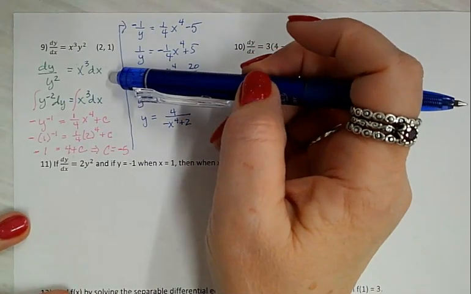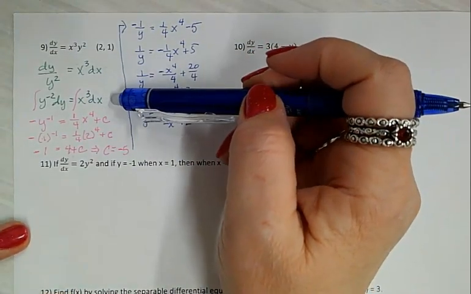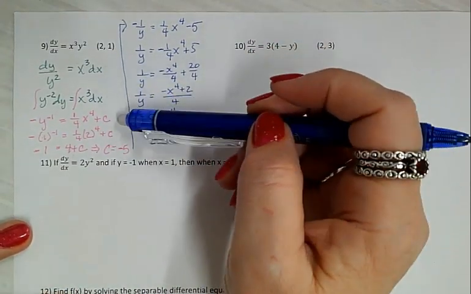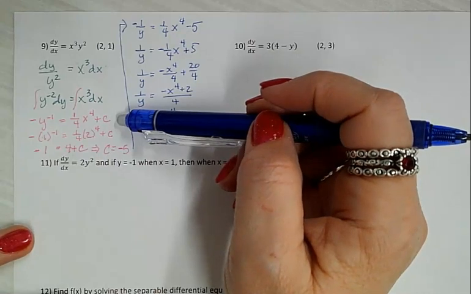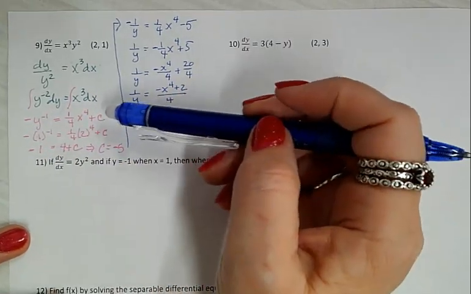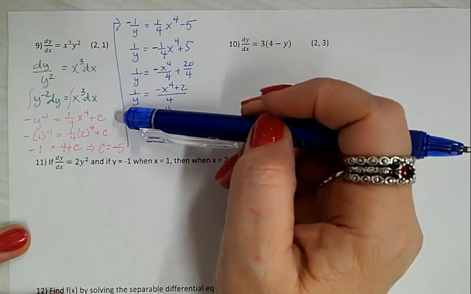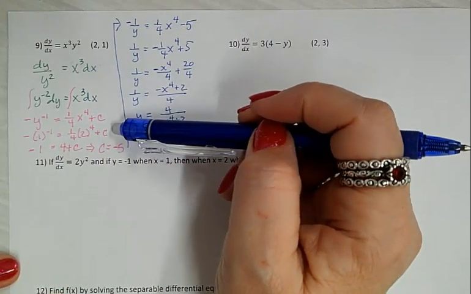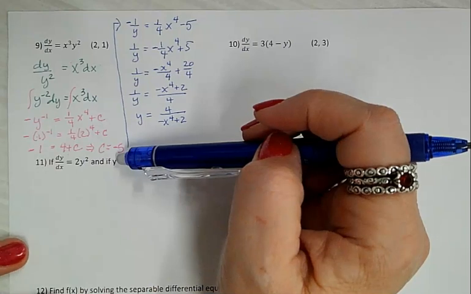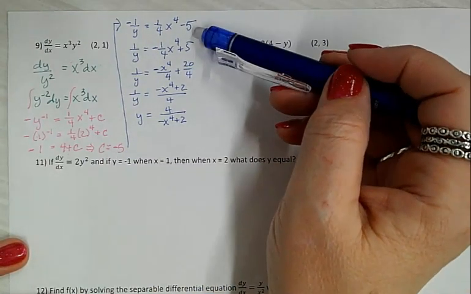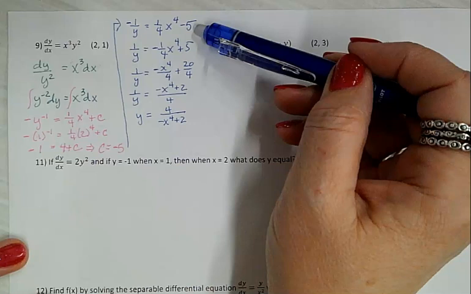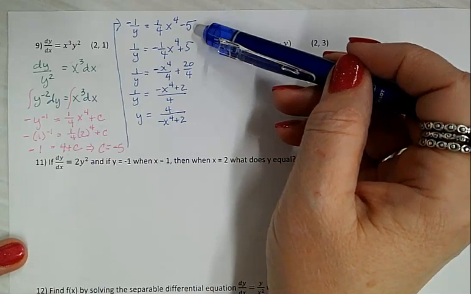Okay, so we separate our variables, we integrate both sides, we don't need any u sub or anything like that. So we get our general solution to be negative y to the negative 1 equals 1/4 x to the 4th plus c. Plug in our initial condition, and so we find that c is going to be negative 5. Plug negative 5 back into the general equation, so you have this equation here. And then you need to combine it because I need to solve for y.